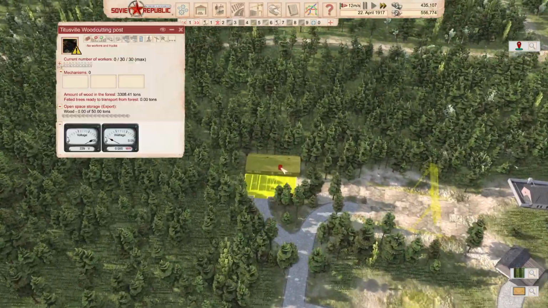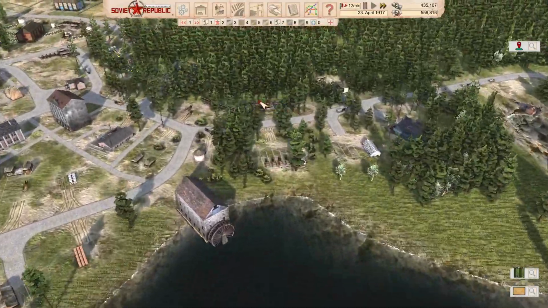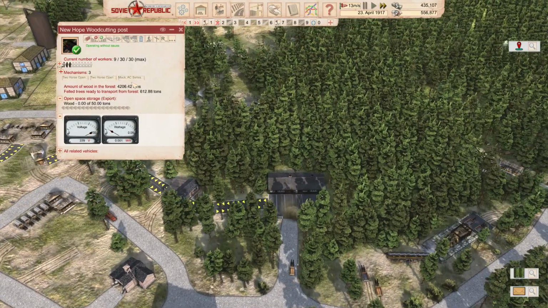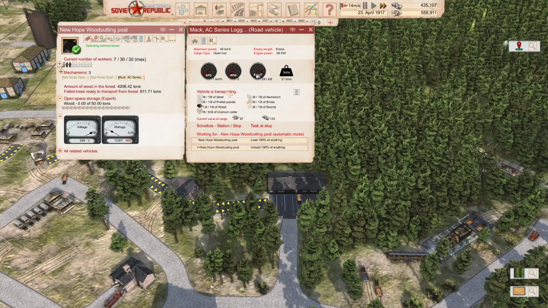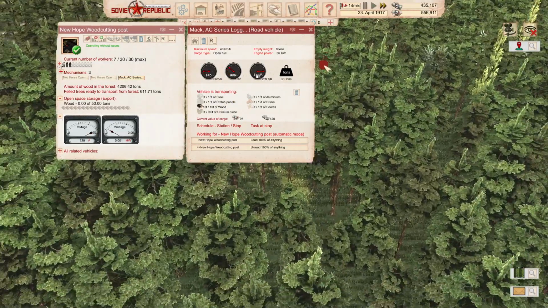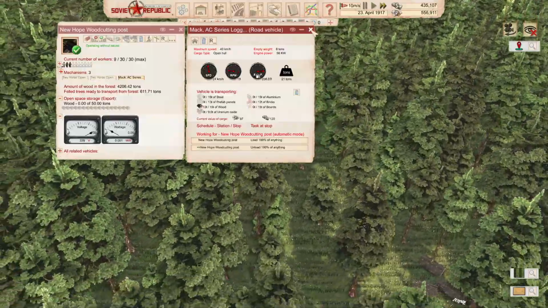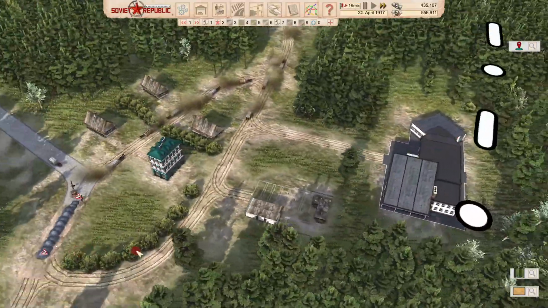Right, we've now got a wood cutting post out here, and I just want to come back over here because I haven't really tested this guy with respect to. What I want to do is just see. Yeah, where are you? He's picked up 13 tons of logs, so he's going to bring in a lot more logs than the other one.